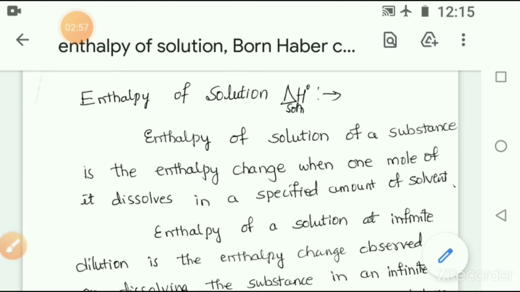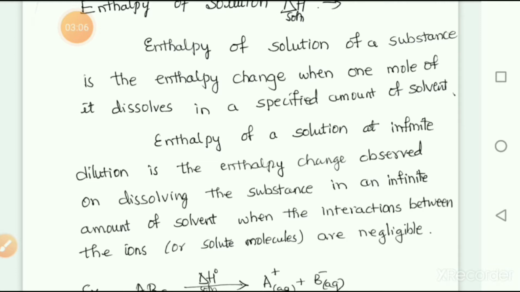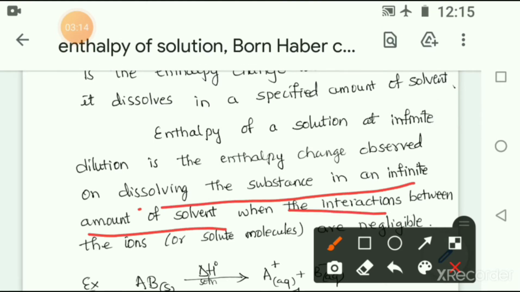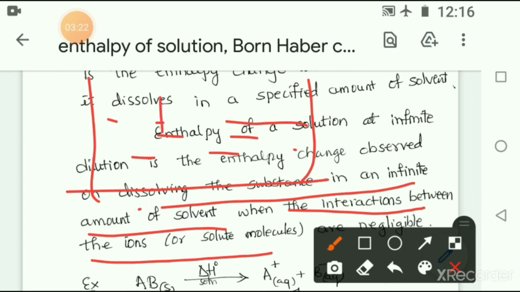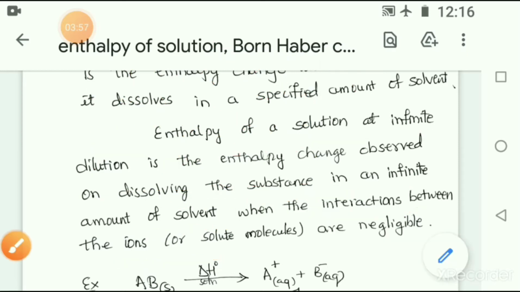The certain amount of energy change we observe is called the enthalpy of solution. Enthalpy of solution at infinite dilution is the enthalpy change observed on dissolving the substance in an infinite amount of solvent, when interactions between the ions are negligible. If we take water in a container and add sodium chloride, the sodium and chloride ions are set free and water molecules surround them, that is, hydration of the ions takes place, and these ions do not interact. If we add a very large amount of water, then practically these ions do not interact at all. For that, whatever enthalpy change is observed is called the enthalpy of solution at infinite dilution.